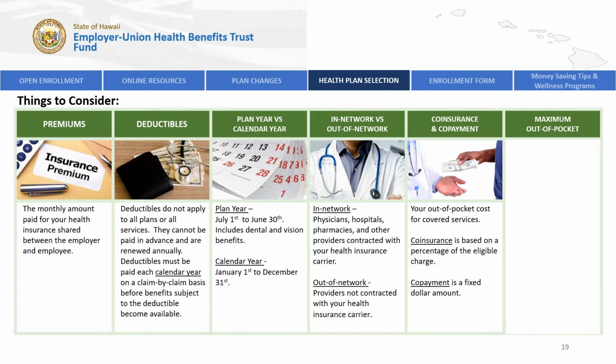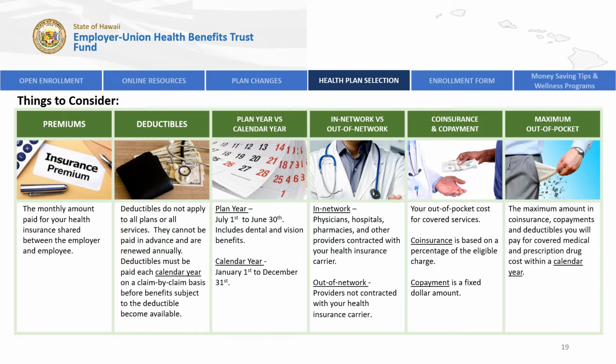Coinsurance and copayments. Coinsurance and copayments represent your out-of-pocket cost for covered expenses. Coinsurance is your out-of-pocket based on a percentage. Copayments are out-of-pocket costs based on a fixed dollar amount. Maximum out-of-pocket is the maximum amount of coinsurance, copayments, and deductibles you will pay for covered medical and prescription drug costs within a calendar year.